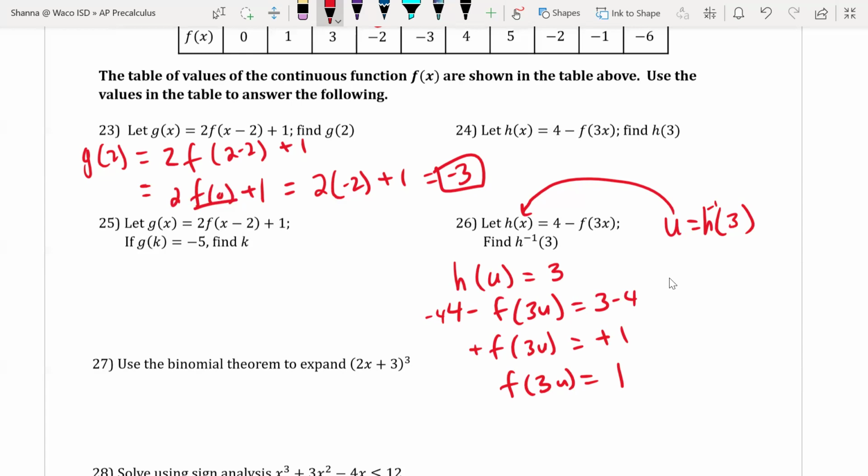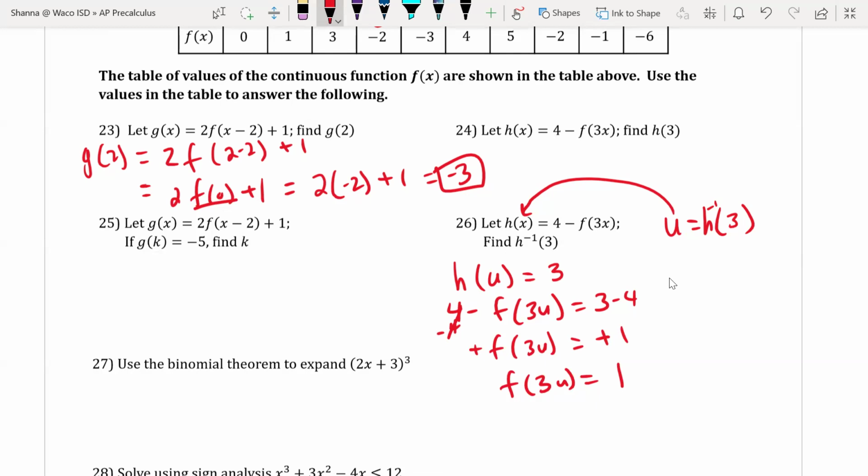Oh, I subtract 4. Let me write that better. We're going to subtract 4, and what I do to one side, I do to the other.